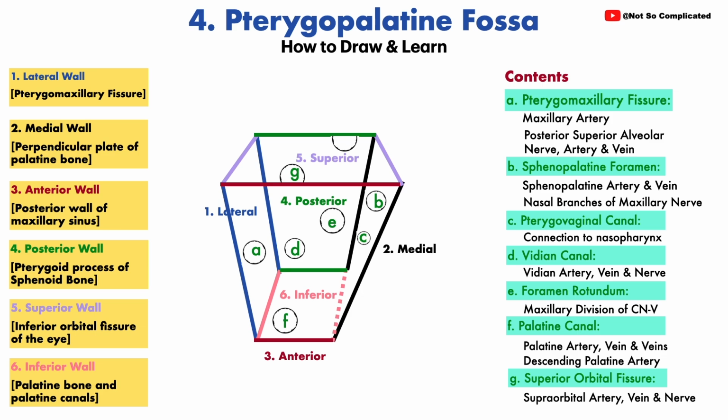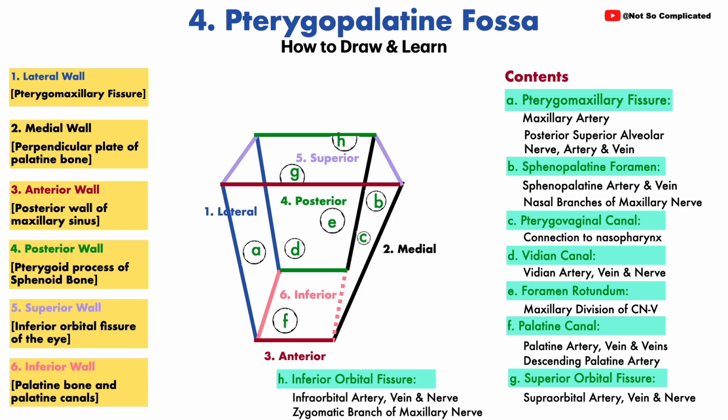And there will be the inferior orbital fissure again, and the passes will be infraorbital artery, vein, and nerve, and the zygomatic branch of the maxillary nerve. There are a lot of branches of the maxillary nerve, alright? So that is why there are a lot of structures passing through a lot of canals. So you might get confused, but you can remember that in the lateral and inferior wall there will be one fissure, and in the medial, posterior and superior wall there will be two fissures, and there will be structures passing through that.